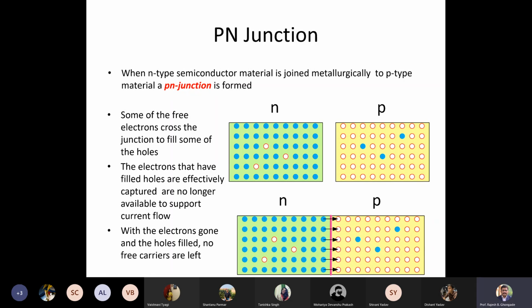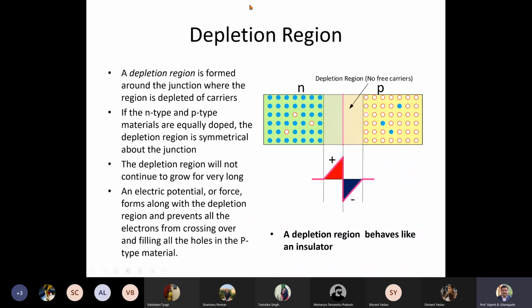So what we have essentially is that in the vicinity of the junction, there are no charge carriers left on either side. Why are there no charge carriers left? Because the electrons have migrated onto the holes. So there are no charge carriers on this side or on this side. Are you able to understand this?